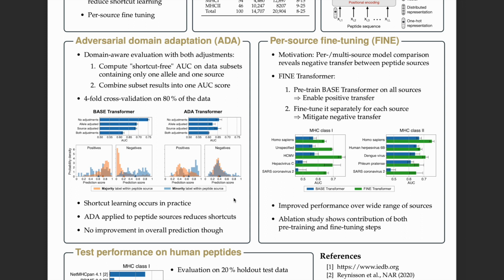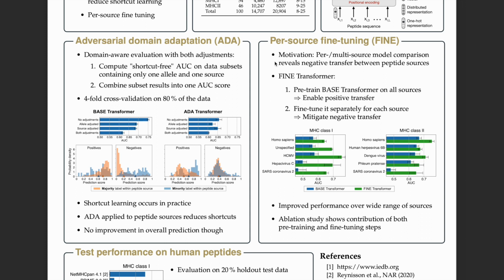One thing that we can also see when looking at the evaluation with both shortcut adjustments is that the ADA Transformer does not improve the overall performance compared to the Base Transformer. To investigate why the performance does not improve by encouraging peptide source invariance, we train per source models and find that there's negative transfer between peptide sources.